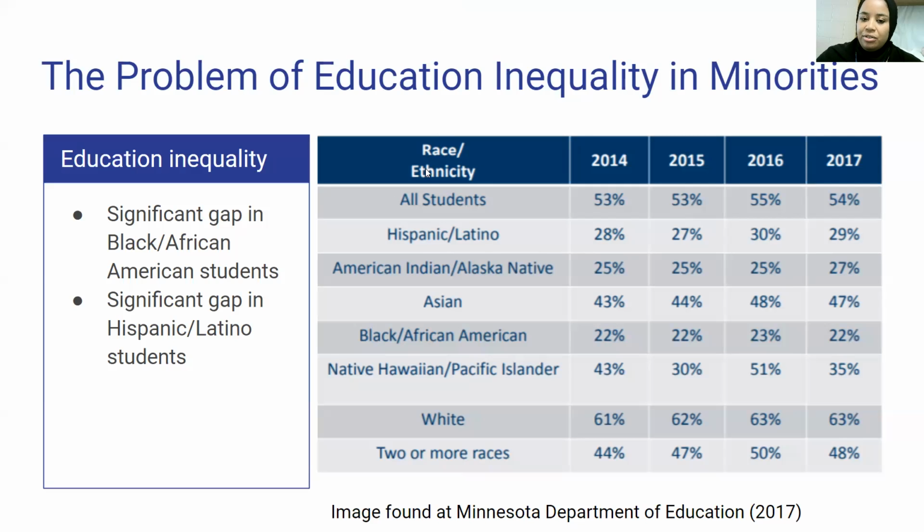So to begin with, the reason that I chose this question is because we have a problem of education inequality in minorities. As you can see in the table, this is a table showing the proficiency rate of science MCA scores in the years of 2014 all the way to 2017. Here you can see that all students average around 53% between 2014 and 2017 and increased slightly. Black and African American students are hovering around 22% with a mean average of 22.25%. Hispanic and Latinos are averaging around 20 to 30%.